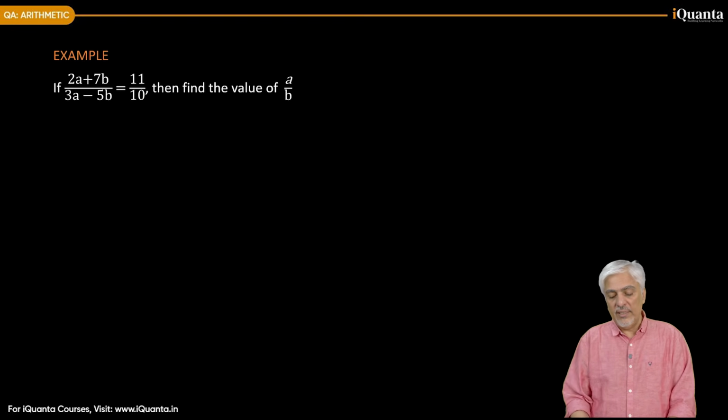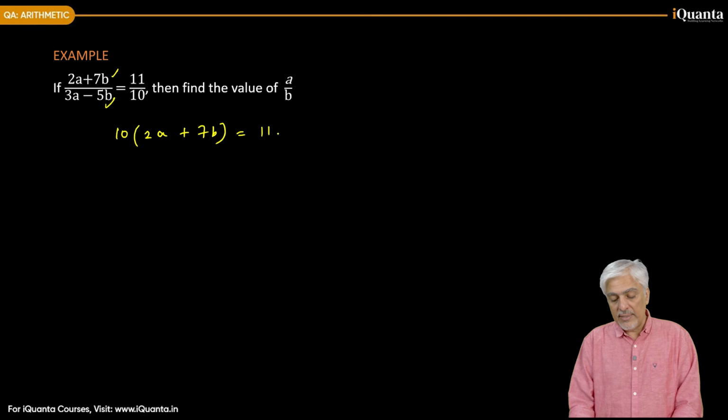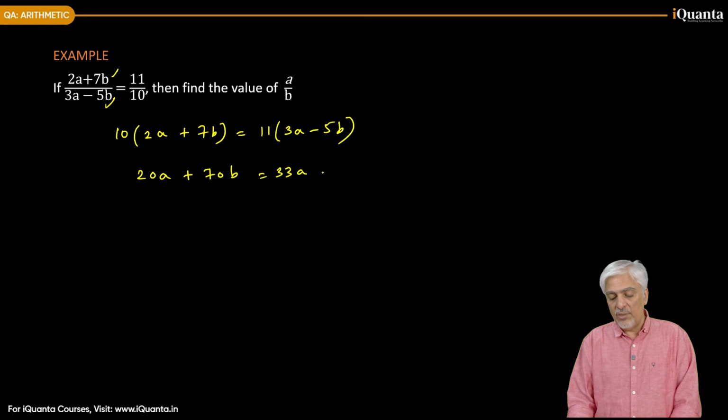Similar to what we've done earlier, let's understand this again, because the numerator and denominator do not have the same a and b. I can't use componendo dividendo, and I will just use the cross multiplication method. So I'll get 10 multiplied by 2a plus 7b is 11 multiplied by 3a minus 5b. So I'll get 20a plus 70b is 33a minus 55b.